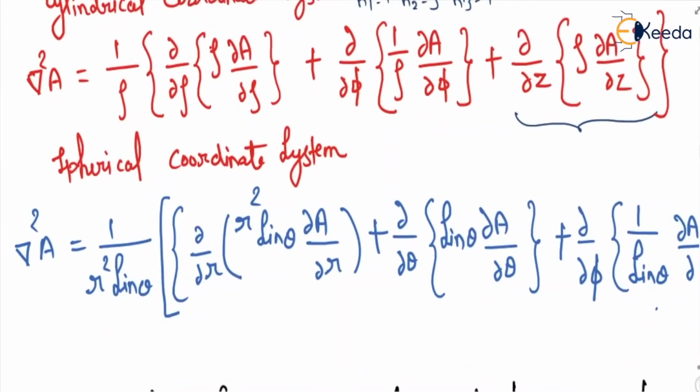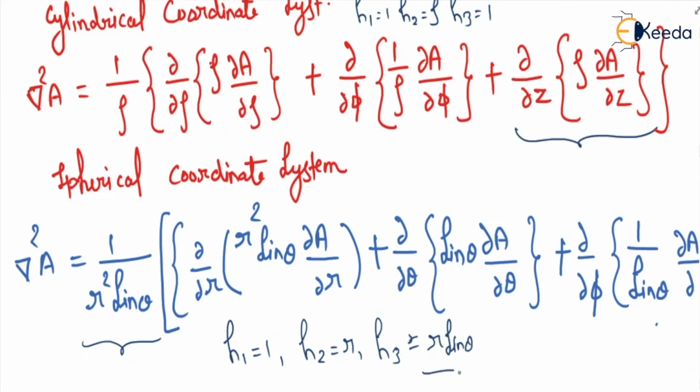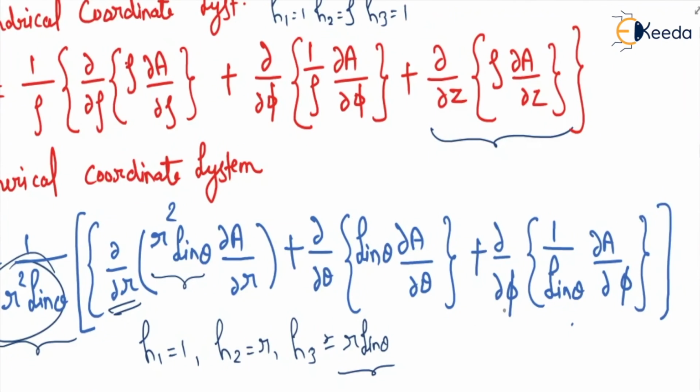In the spherical coordinate system, del square A is equal to 1 upon r square sine theta. We should know that h1 is 1 here, h2 is r and h3 is r sine theta. When we take the product of all these, we get r square sine theta. So it is 1 upon r square sine theta, del over del r of r square sine theta del A over del r, plus del over del theta of sine theta del A over del theta, plus del over del phi of 1 upon sine theta del A over del phi.